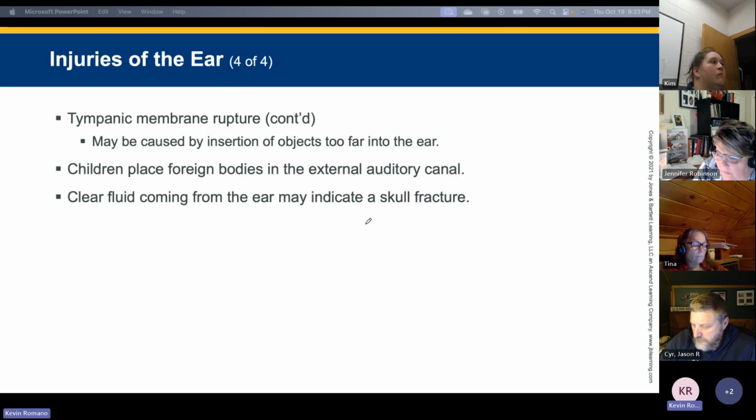So putting foreign bodies in. If there's clear fluid coming from the ear, that may also indicate a skull fracture. That clear fluid is what again?